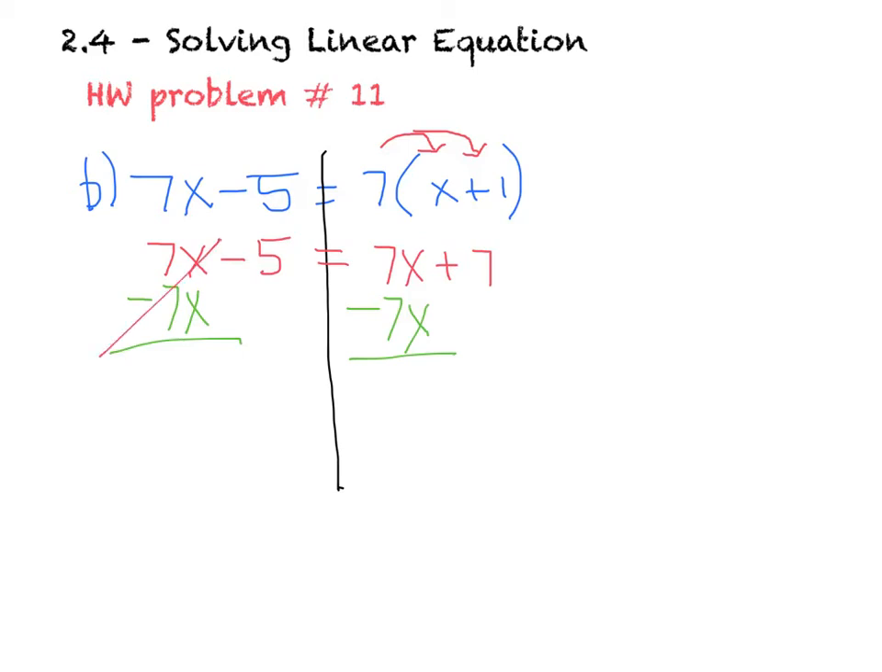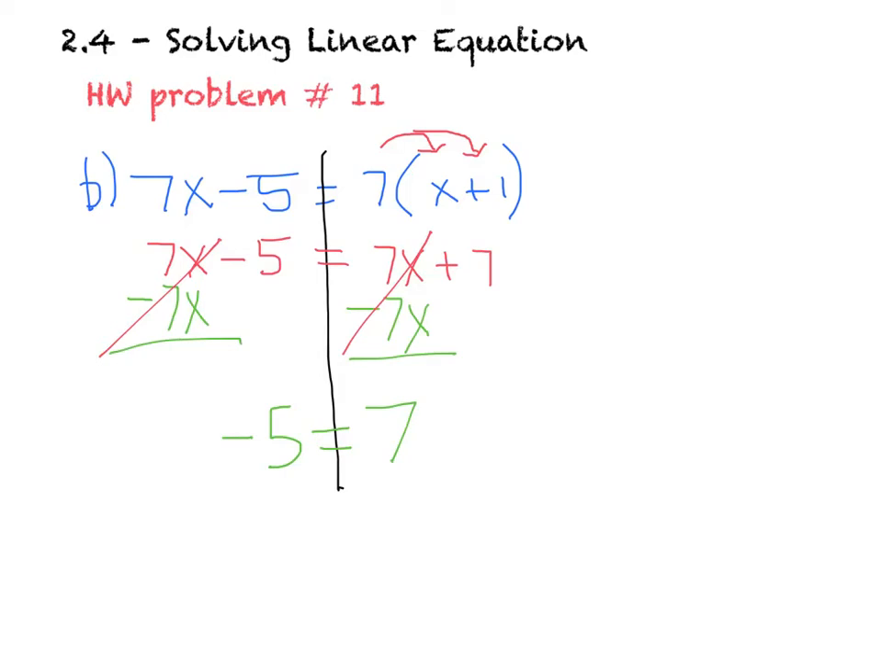And look what happens. Here's the unique part. 7x minus 7x on this side also cancels out. So what we're left with is negative 5 equals 7. The variables are completely gone. There are no variables left in this problem.